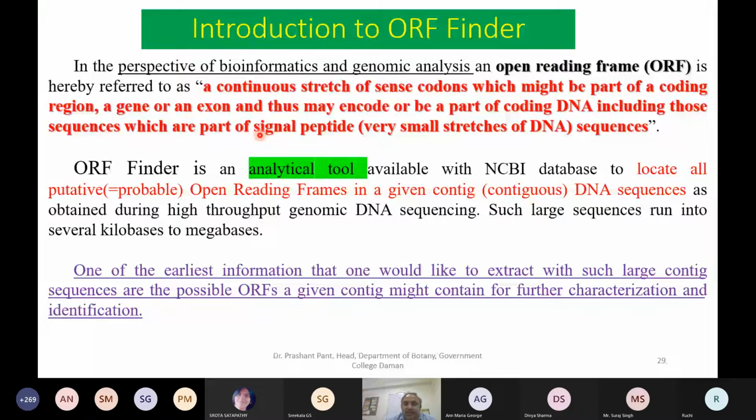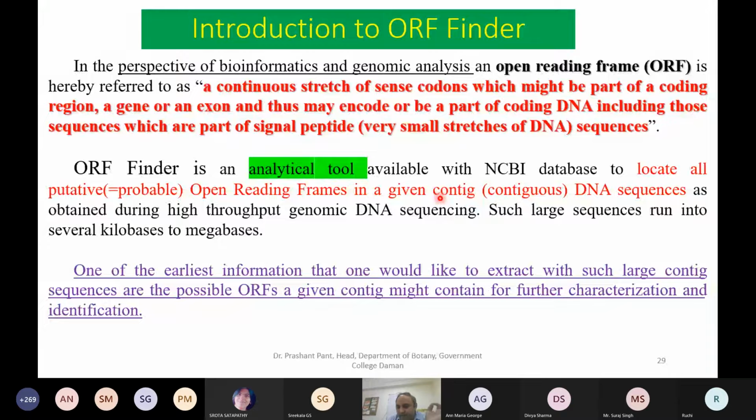ORF Finder is an analytical tool available with the NCBI database to locate all putative, probable open reading frames in a given contig. Contig is short for contiguous, and contiguous means continuous. So it's a very technical term and a key term when you talk about ORFs and all these things. That's why I have used it. Don't get confused. Contig, contiguous, continuous, same thing, no difference.